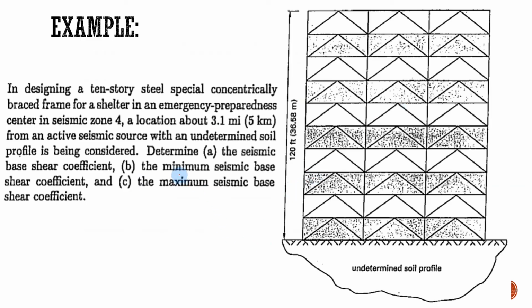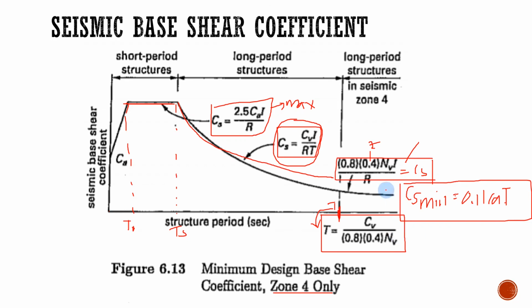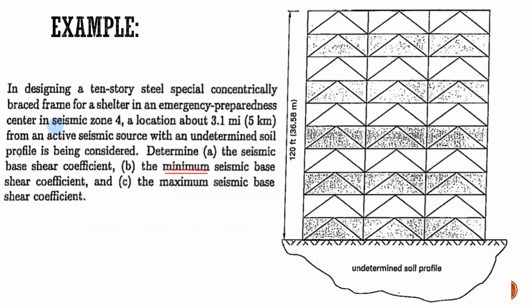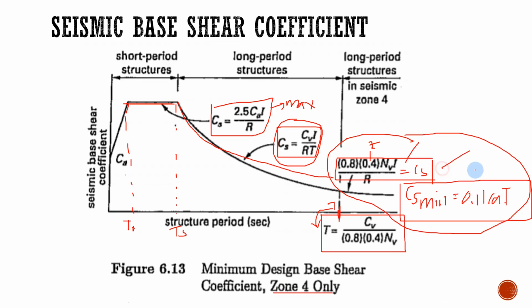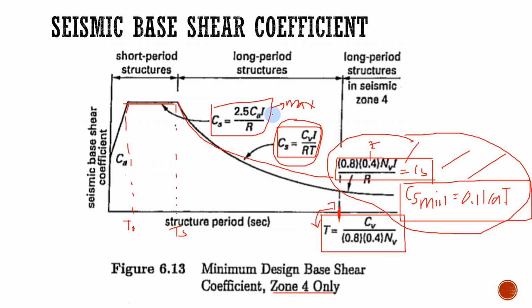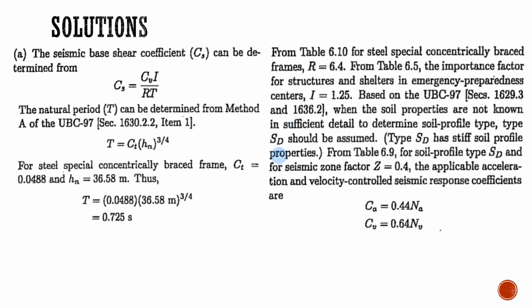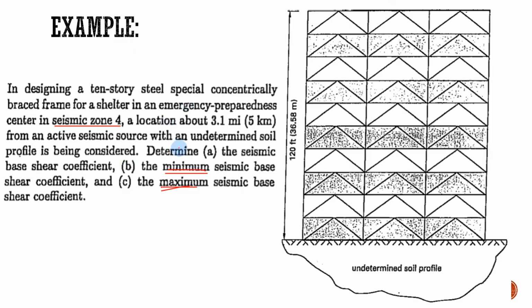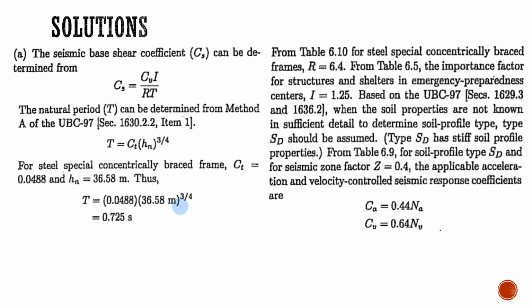If the question is specific with regards to the minimum seismic base shear, then it is either of these two formulas, since it is seismic zone 4. Try to solve these two minimum values. Then we also have the maximum seismic base shear coefficient, which is this value, 2.5. For the solution, to determine the seismic base shear coefficient CS, we will use this formula.